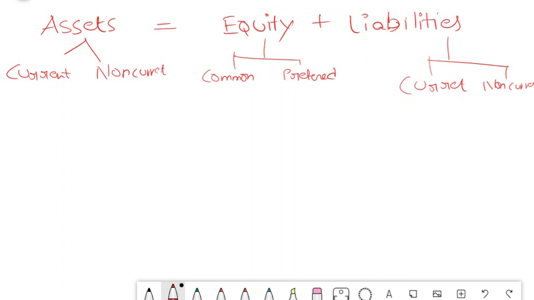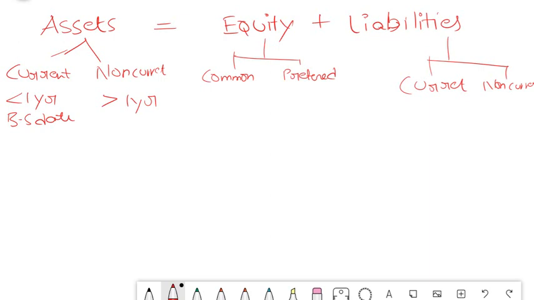Now we should understand the meaning of current and non-current. Current means all those assets which can be encashed within a period of less than 1 year from the balance sheet date. Balance sheet date is important. Non-current means greater than 1 year. In general, current assets are more liquid, and non-current assets are less liquid.